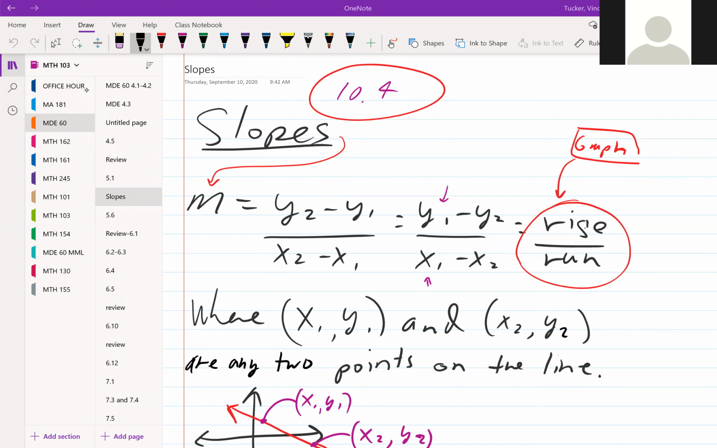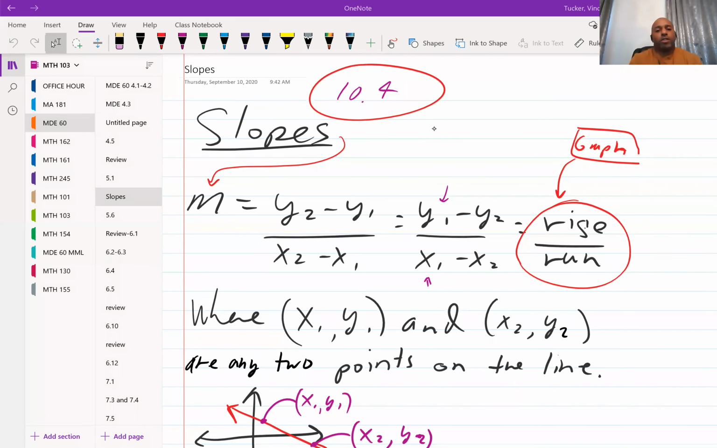All right, so 10-4 slopes. And we will use M to represent slopes for us. Can't use S. S represents too many other things, whether it be the world of mathematics or the world of physics. So we're going to use M for slope.